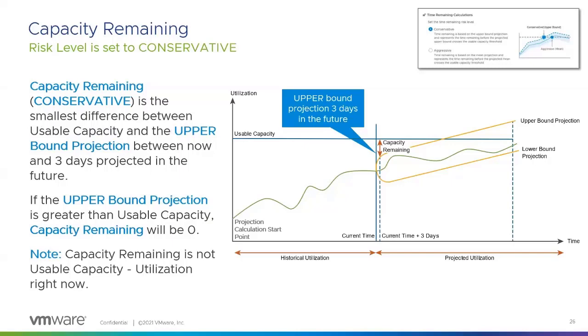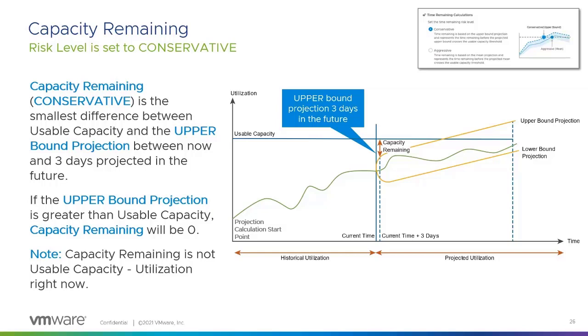So the next one is talking about capacity remaining. Capacity remaining, instead of looking at just right now, actually does a small projection 3 days in the future, and this helps smooth out some of the big fluctuations that can happen. It makes it where it doesn't jump up and down quite so much because it's based on that projection 3 days in the future.